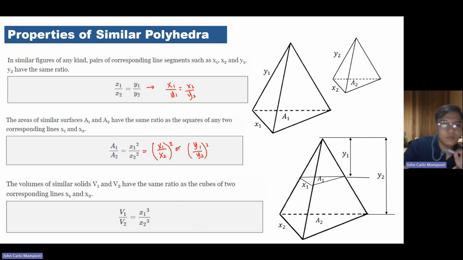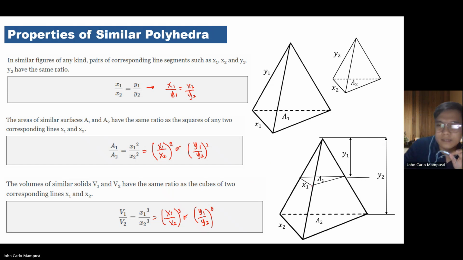So next one, we also have ratio nung kanilang volume. So the volume of similar solids, V sub 1 and V sub 2, have the same ratio as the cube of two corresponding y sub 1 and y sub 2. As you can see, similar dun sa area natin, this can be written as x sub 1 over x sub 2 cube, or pwede naman siya maging y sub 1 over y sub 2 cube. Okay? So, huwag kayong malilito dyan.